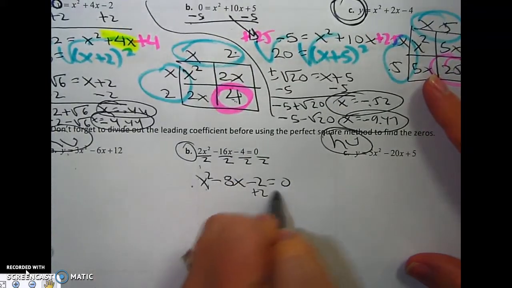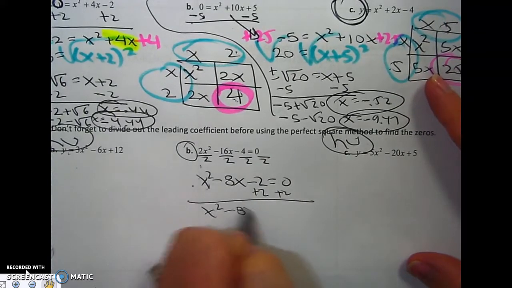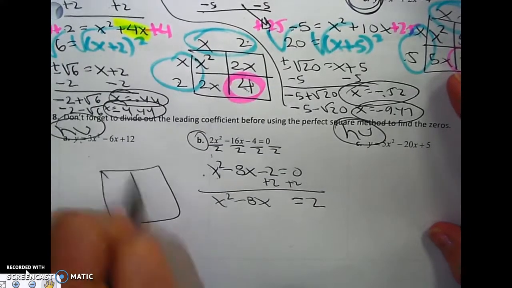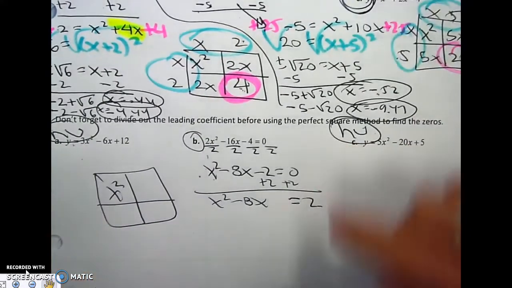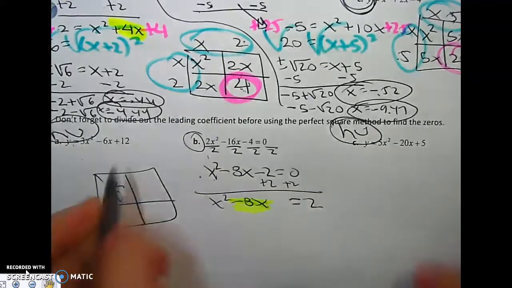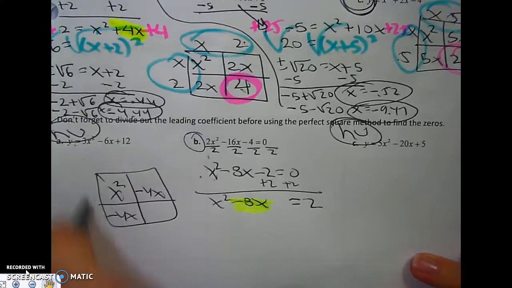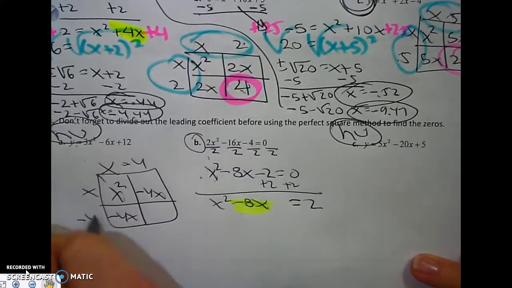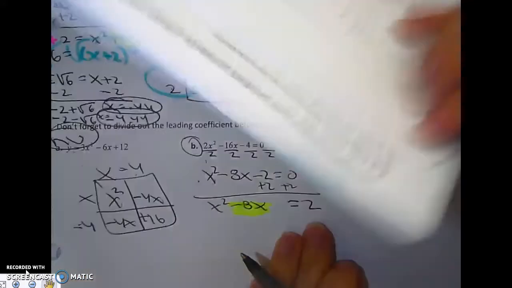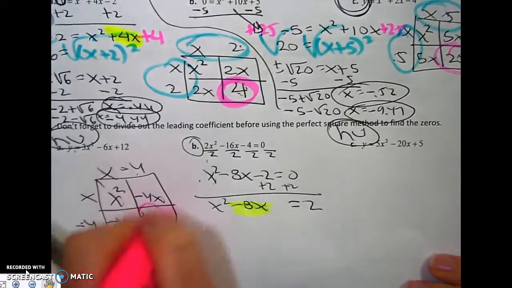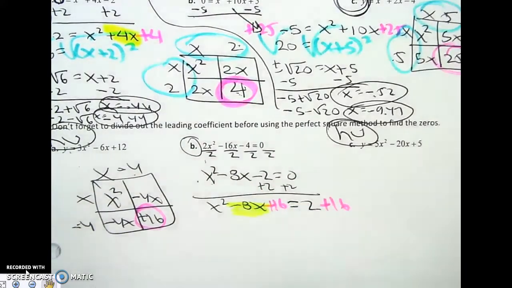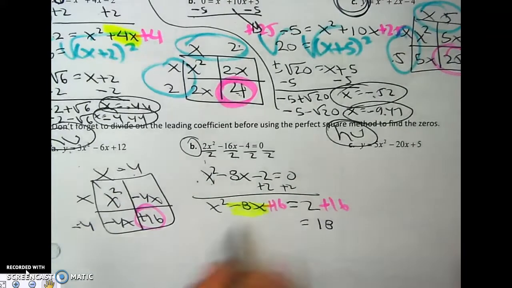First thing I do, add 2. I need to complete a square, so let me make a square. X squared. Now I have the negative 8x. So what's half of negative 8x? Negative 4x. X, negative 4, negative 4. Negative 4 times negative 4 is positive 16. So that 16 is what I'm going to add here. And I'm going to add here. 2 plus 16 is 18.